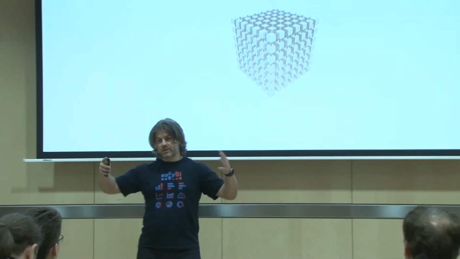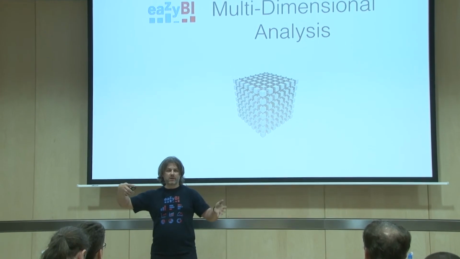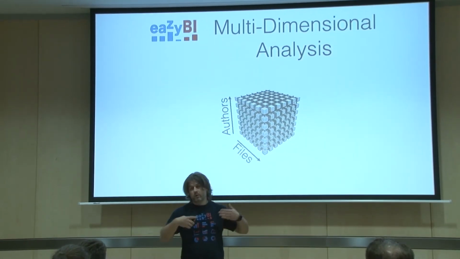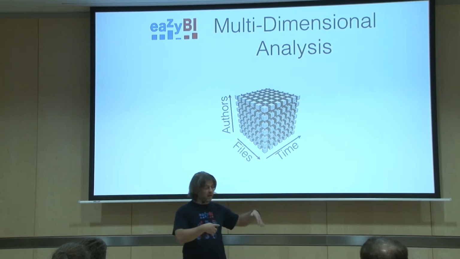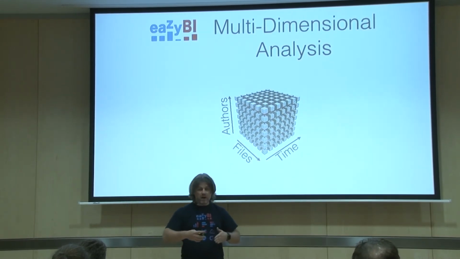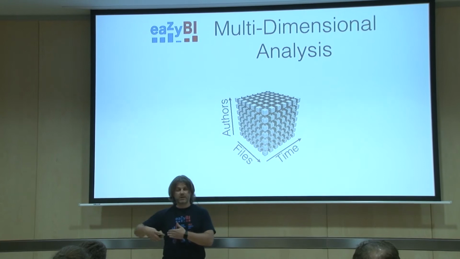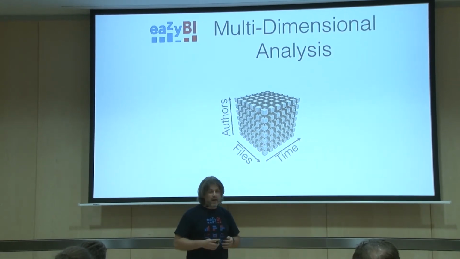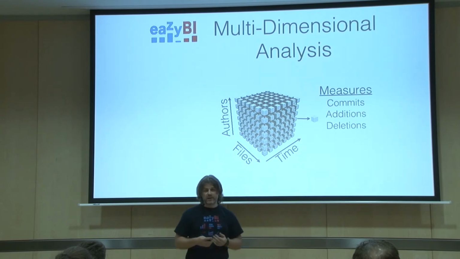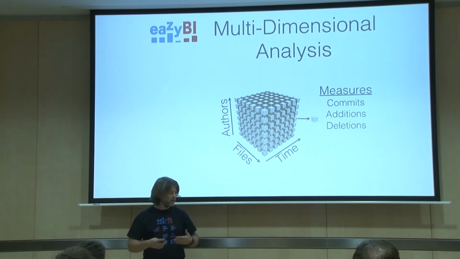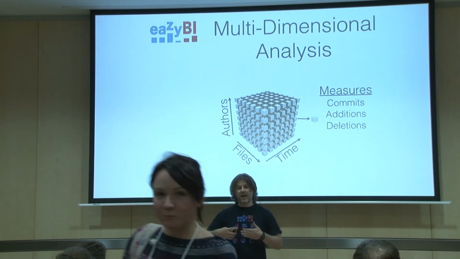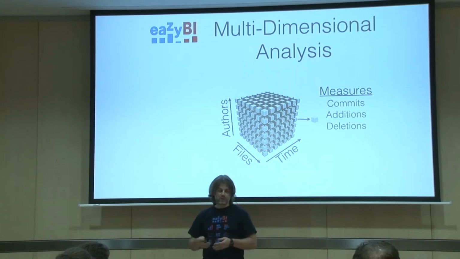You can imagine that we have a multi-dimensional data cube with many dimensions. For example, with a Git commit log, we could analyze it by authors, then by the files which we are changing, then by the time period when we do that. And inside the cells of this data cube, we have different measures, like, for example, the number of commits made, how many lines were added, or how many lines were deleted.